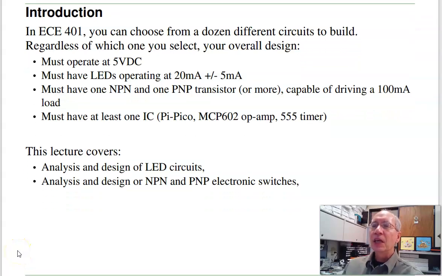Starting out, in Senior Design 1, you can choose from a dozen different circuits to build. Again, a good example would be this little stoplight. Regardless of which one you select, your overall design must operate on 5 volts DC, must have an LED operating at 20 milliamps, plus or minus 5 milliamps, must have 1 NPN and 1 PNP transistor, or more, capable of driving that LED, and you must have at least one IC. That could be your Pi Pico, an op amp, a 555 timer, your choice. This lecture covers analysis and design of LED circuits and analysis and design of NPN and PNP electronic switches.